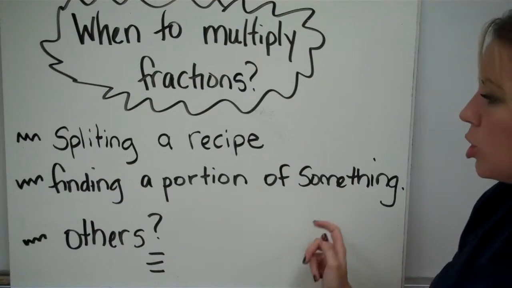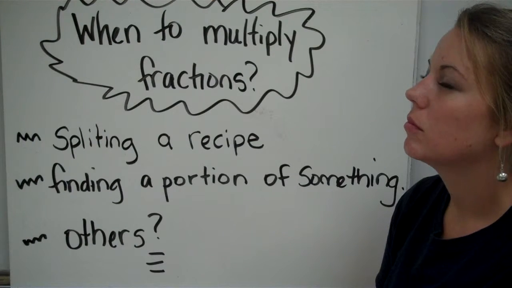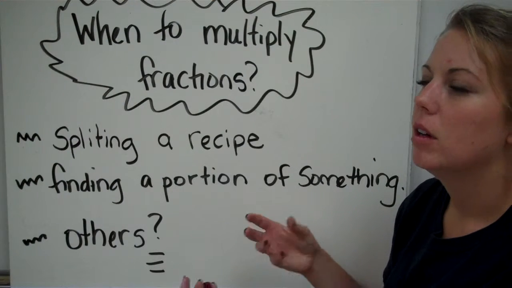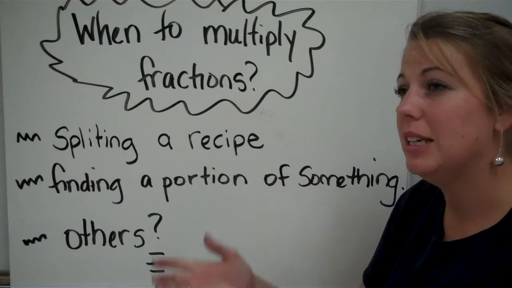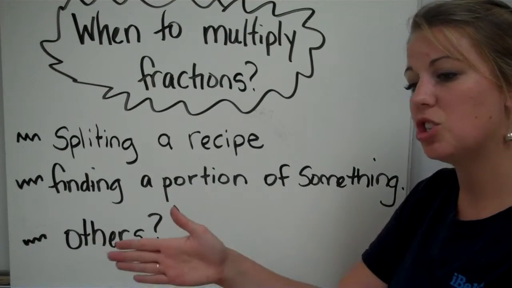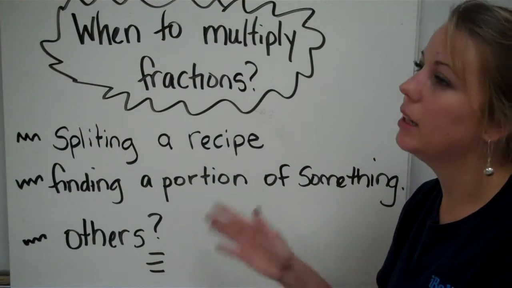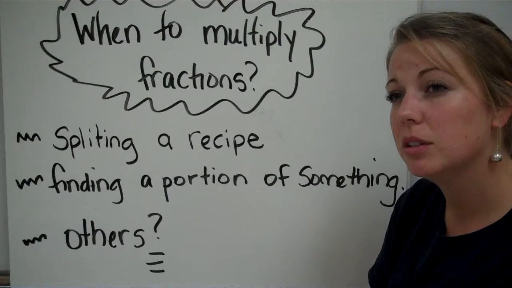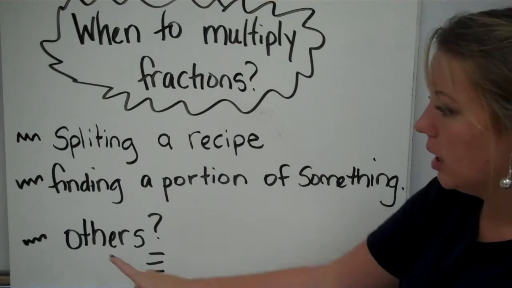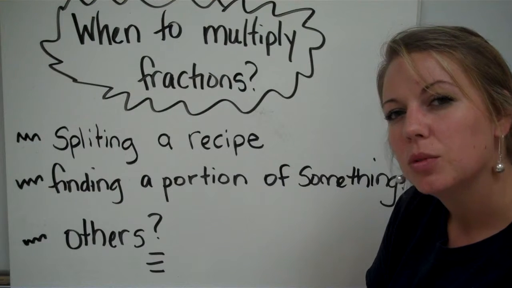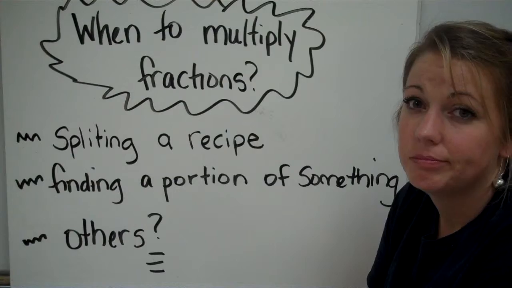When you're finding a portion of something, if you have 3/4 acre of land and you need to find a 1/3 of that because you need to share it among 3 people, you would take 3/4 acre of land, multiply by 1/3, and you're going to find out what each person would get. Okay, you're finding a portion. Can you think of any other times that you would use multiplying fractions?